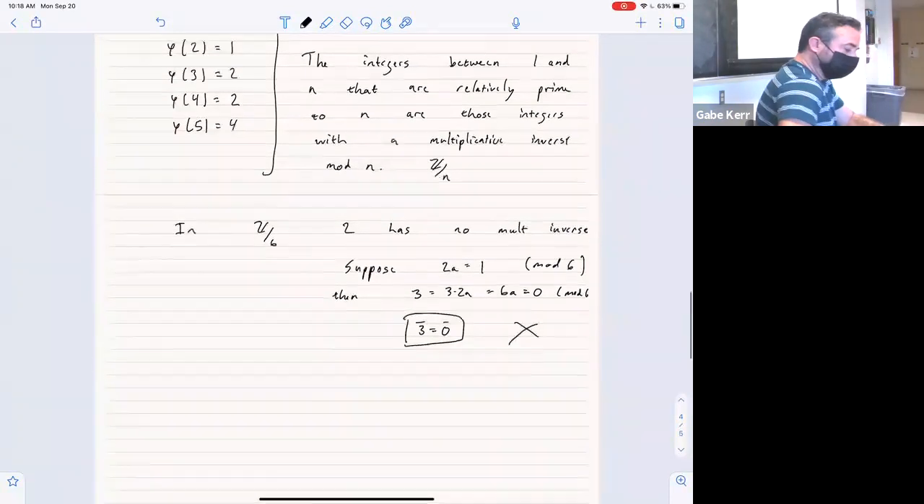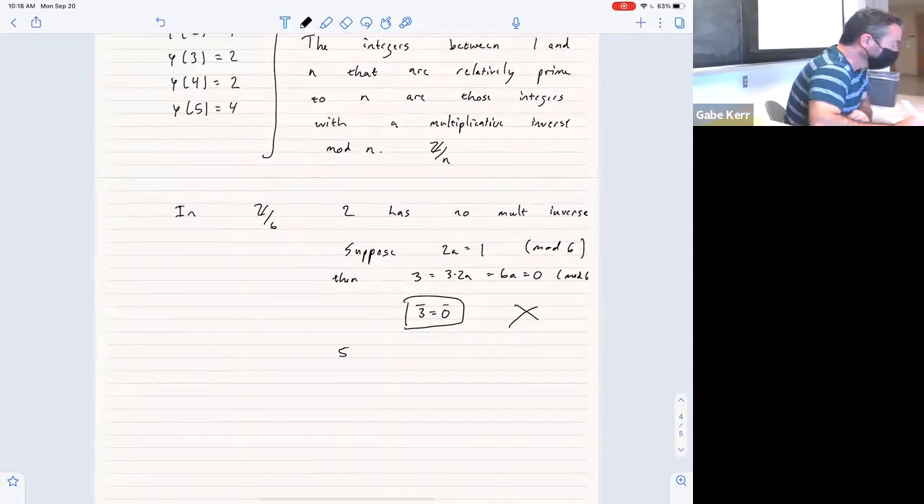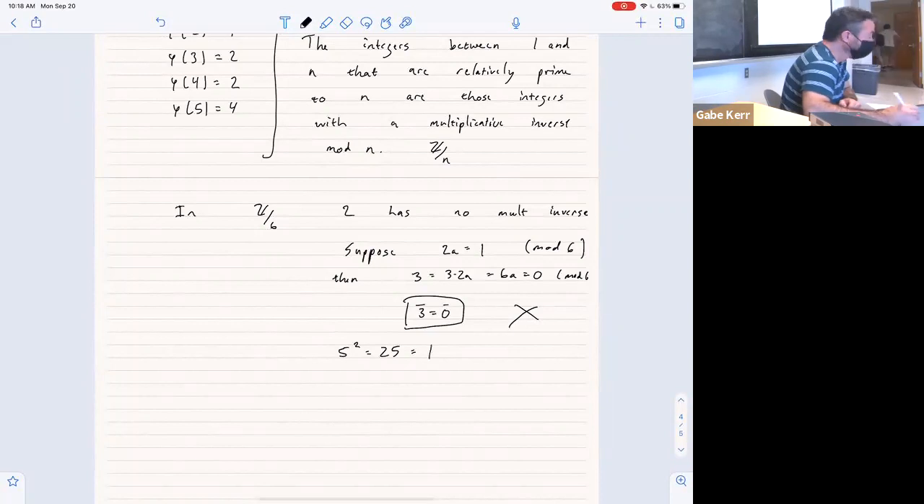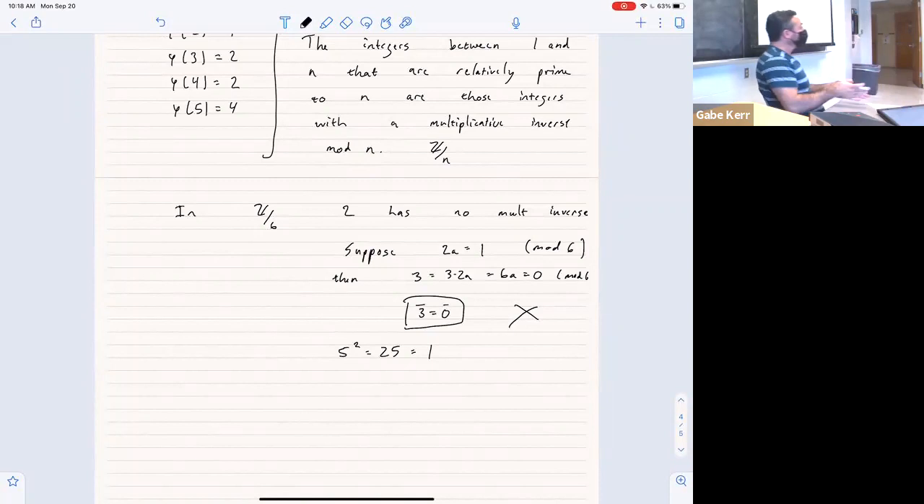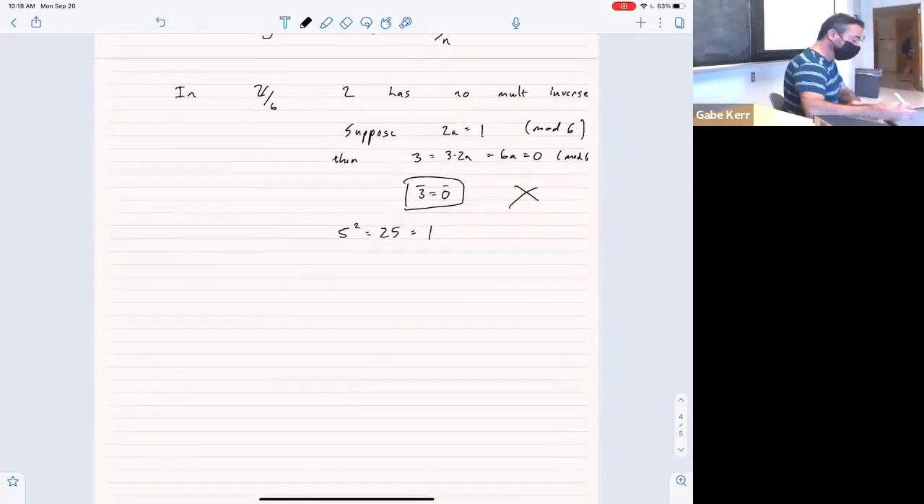However, if I take 5, 5 is relatively prime to 6, right? I square it. What's that congruent to? 1, right? Divide by 6, I get a remainder 1. Apply this to all the relatively prime ones. Those are all the units. They call them units. They have multiplicative inverses, and they form a group.